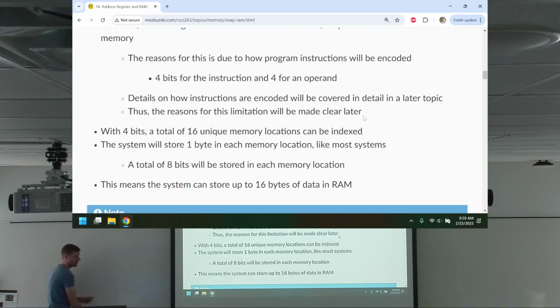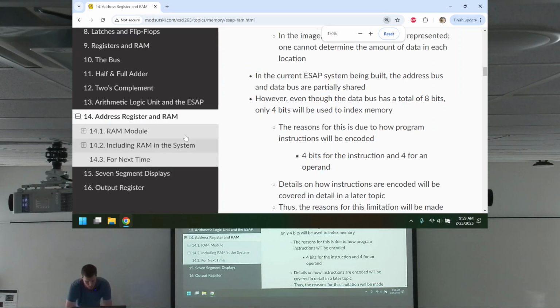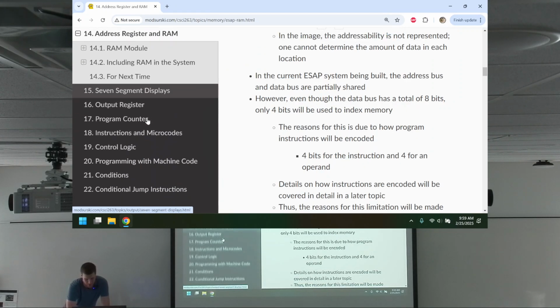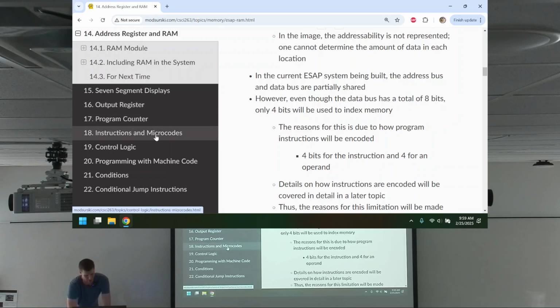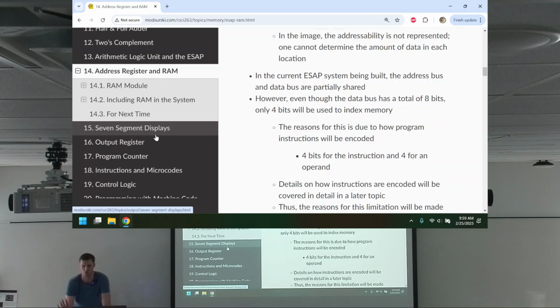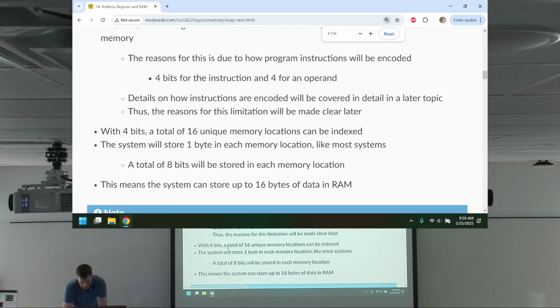Now, to be clear, we are here. We don't start talking about instructions until here, which might be a week or 2 away, right? So let's not worry too much now. I just kind of jumped ahead to give you a sneak peek to justify why 4 bits for RAM. This is purely a design decision.